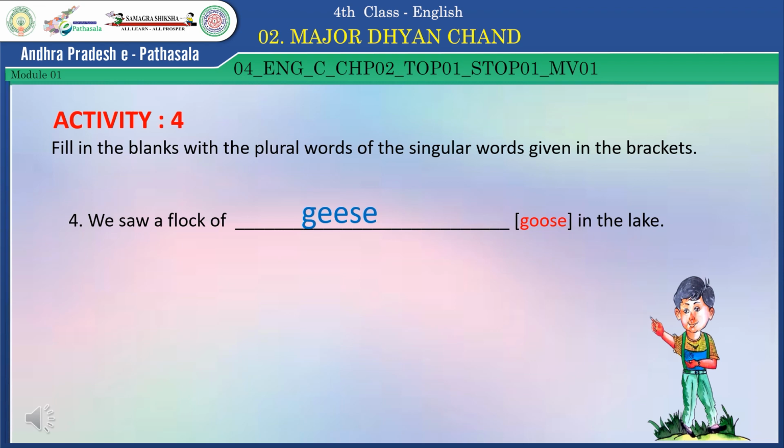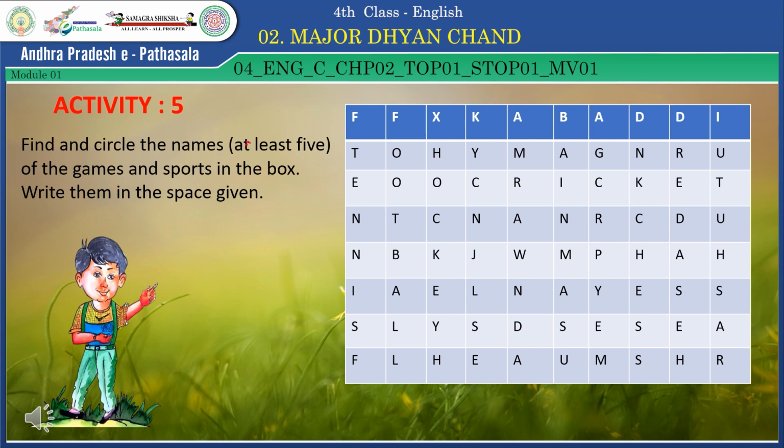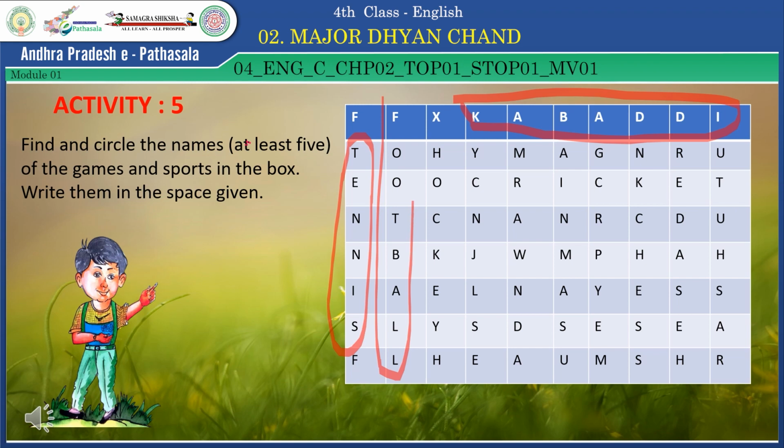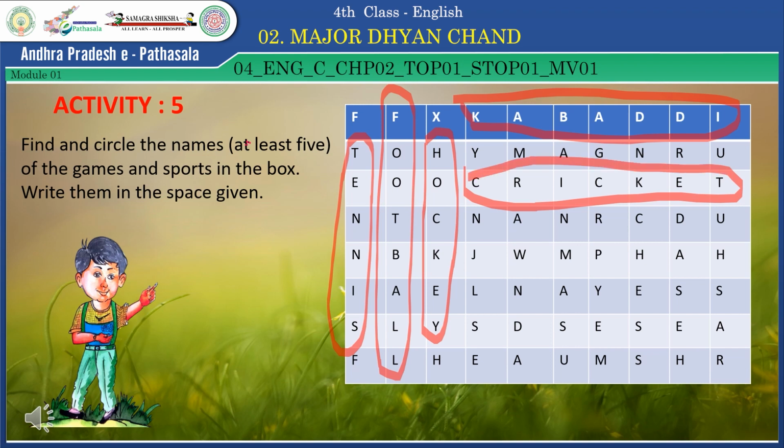Find and circle the names, at least 5, of the games and sports in the box. Write them in the space given. Kabaddi. Tennis. Hockey.